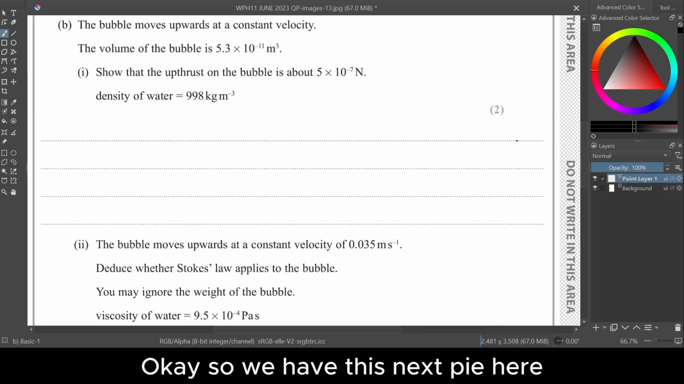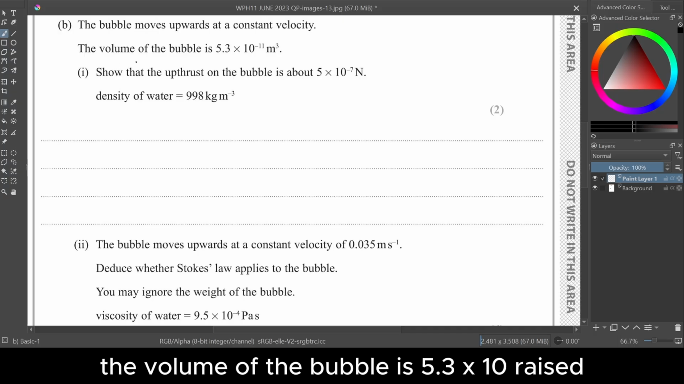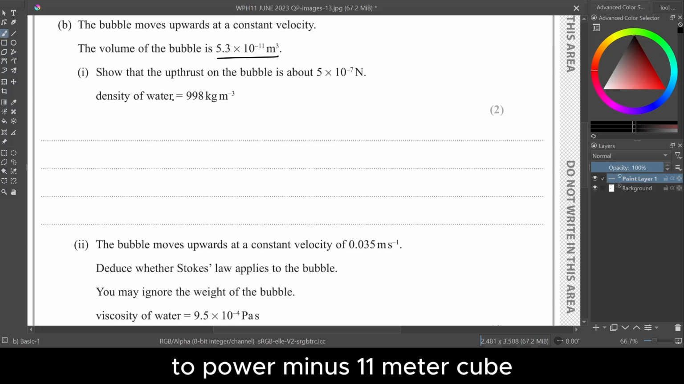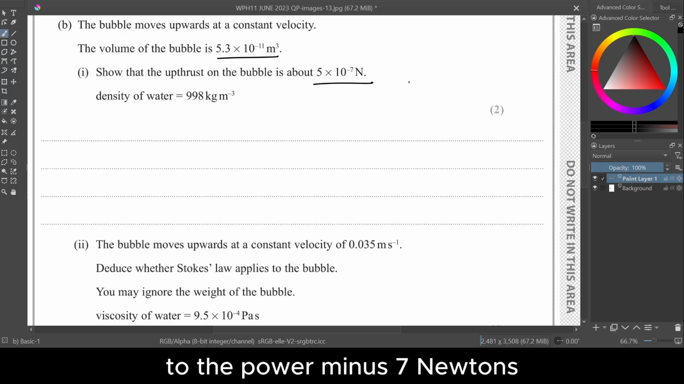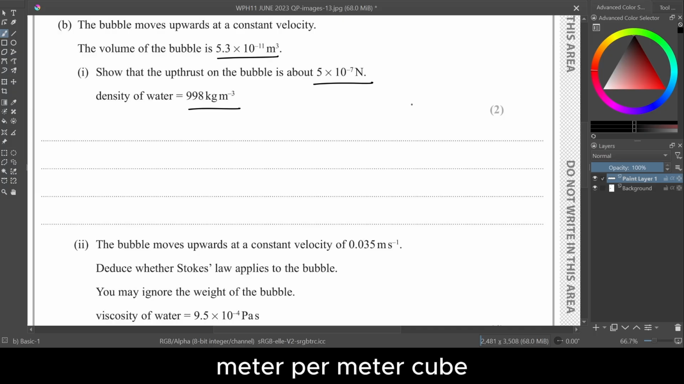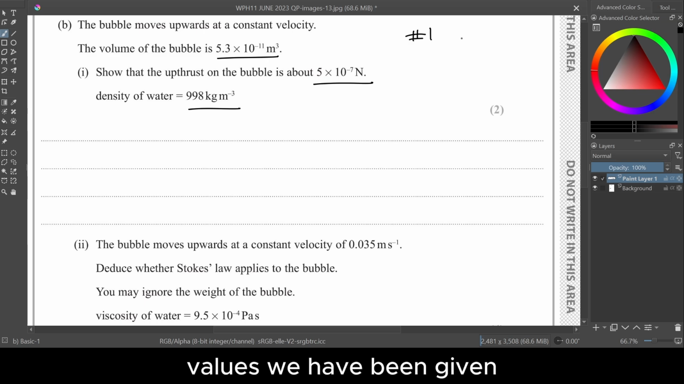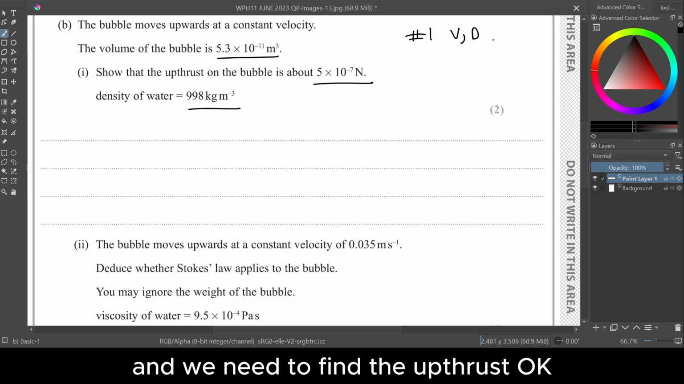Okay, so we have this next part here. It says the bubble moves upwards at a constant velocity. The volume of the bubble is 5.3 times 10 raised to power minus 11 meter cube. Show that the upthrust on the bubble is about 5 times 10 raised to power minus 7 newtons, and the density of water is 998 kg per meter cube. Okay, so let's do it step by step. Our first step is to identify what values we have been given. So we have volume, we have density, and we need to find the upthrust.